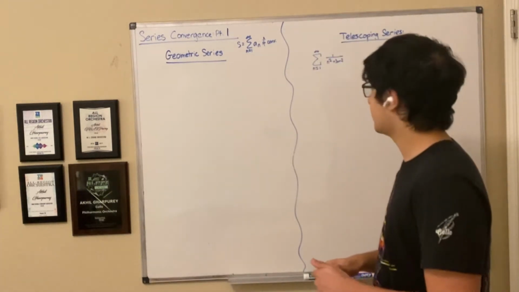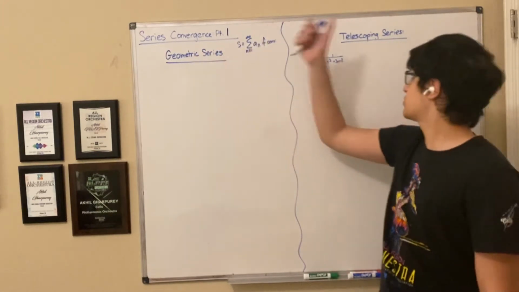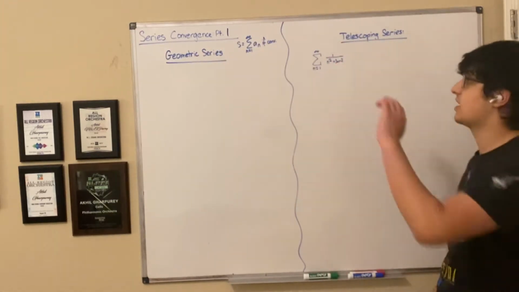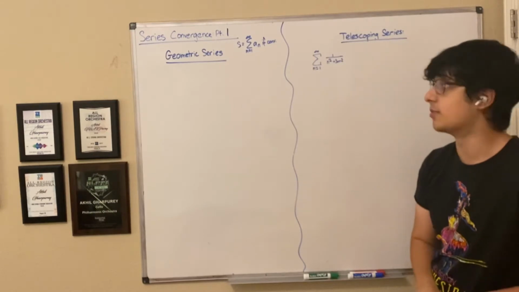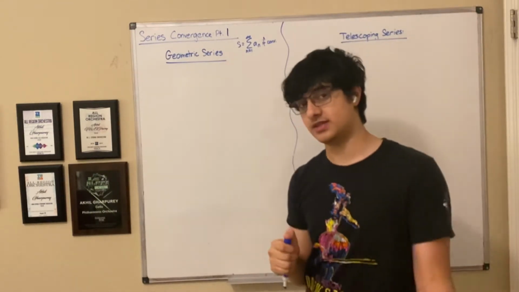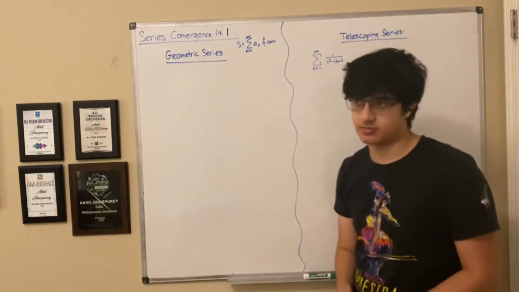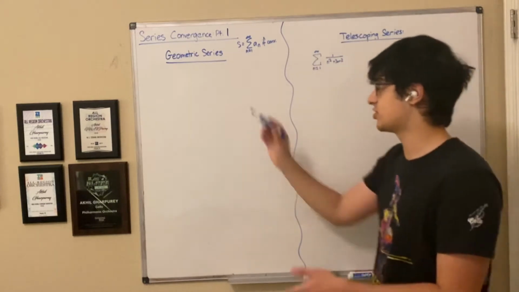So we're going to be focusing on two types of series in this part, the geometric series and a telescoping series. And you can already see I have an example for a telescoping series set up, and we're going to be looking at these two series because we can actually evaluate these series even with an infinite amount of terms. So let's go ahead and get started with the geometric series.